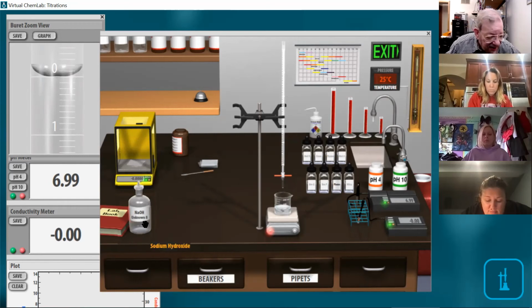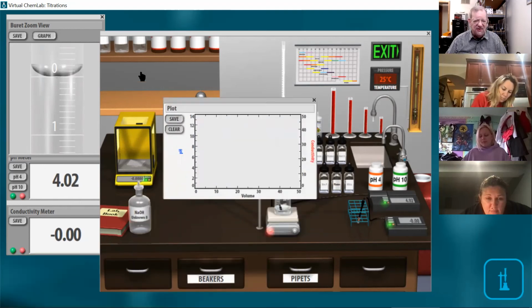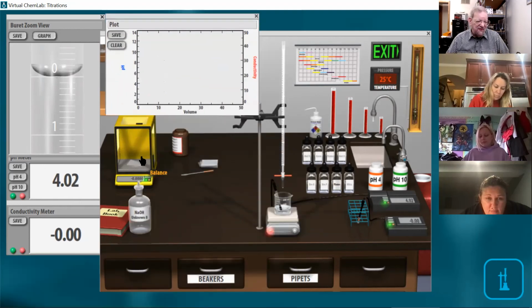Notice on here, this is unknown number 8. And I'll call this, we're starting at 0.00 milliliters. That's our initial volume. And now, if you want, we got an indicator, but I like it. I'll put my pH probe, which shows over here, and you got a graph. You don't need to use it, but it's fun.